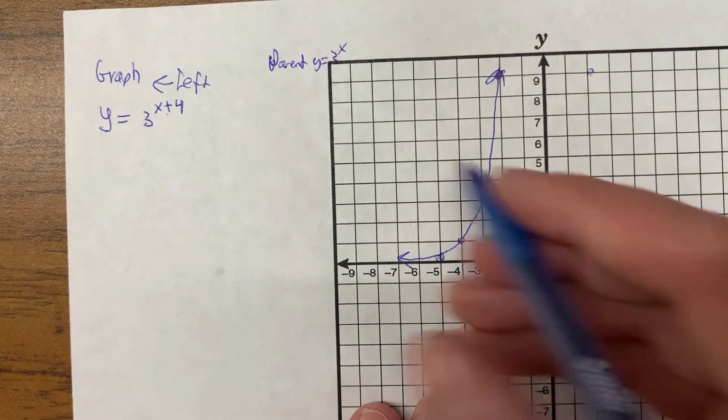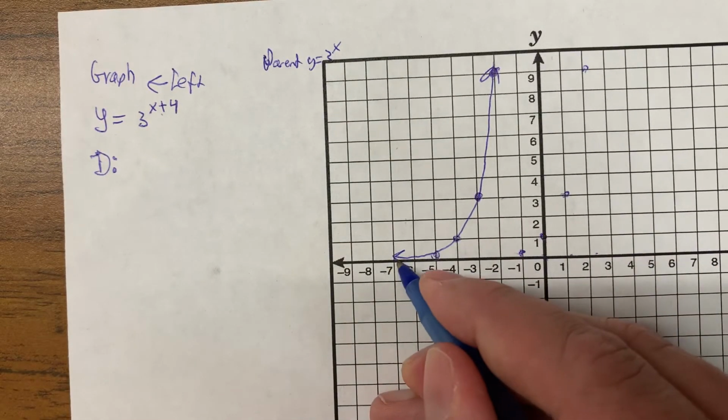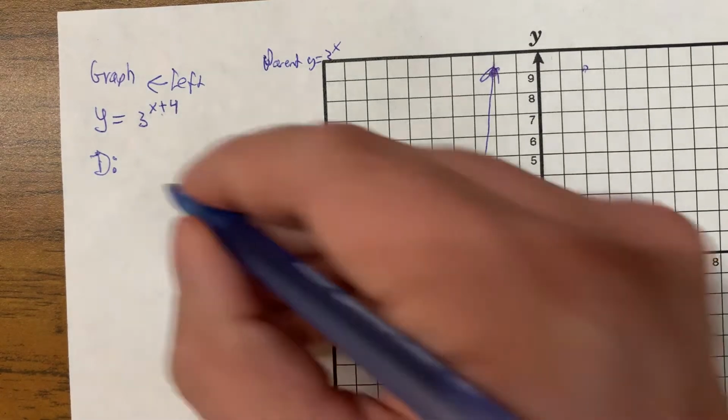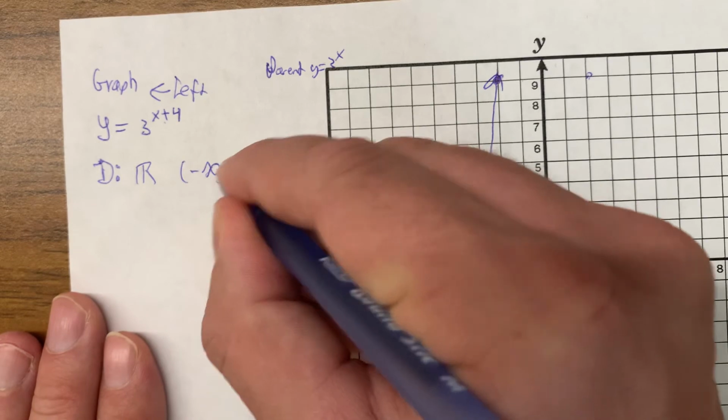What's the domain for this? What is the domain for this guy? The domain is all the x values, and we can see it going to the left and to the right forever. So it's real numbers, or from negative infinity to infinity, right? There's a few different ways to write it.